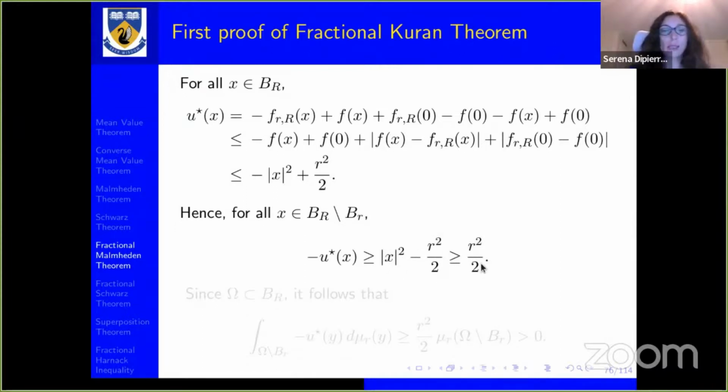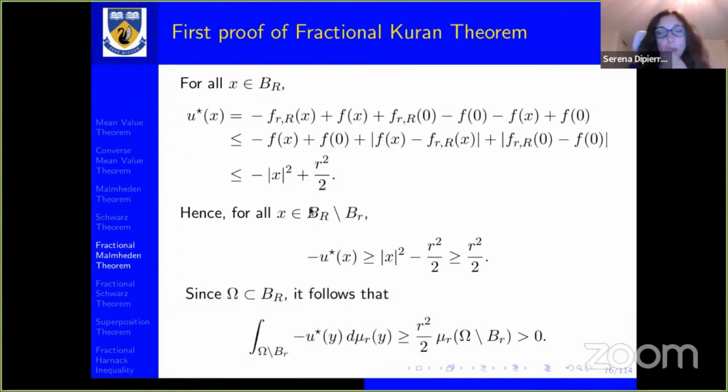Nice. Now, omega is contained in B capital R, and so I can use this bound here. So I have that the integral over omega minus BR of minus U star is bigger than r squared over 2 times the measure of omega minus BR, which we proved was strictly positive. So this object is strictly positive. And so this plays the role of the function H that we used in the classical Serrin theory.